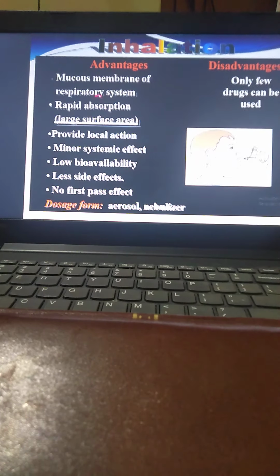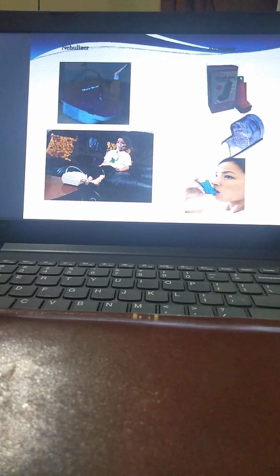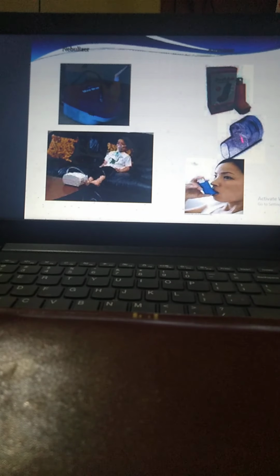Now we have inhalation, advantages and disadvantages. This is a large area, the lungs, the mucous membrane of the respiratory system, and rapid absorption is there. A large surface area is there, it provides local action with minor systemic effect. Bioavailability is low, although there are fewer side effects, and no first-pass effect. The dosage form is aerosol or nebulizer. Only a few drugs can be used, like in asthma, where COPD is the disease, and you should enumerate the examples. Now this is the nebulizer, which you see in children and in asthmatic cases. These are the examples.